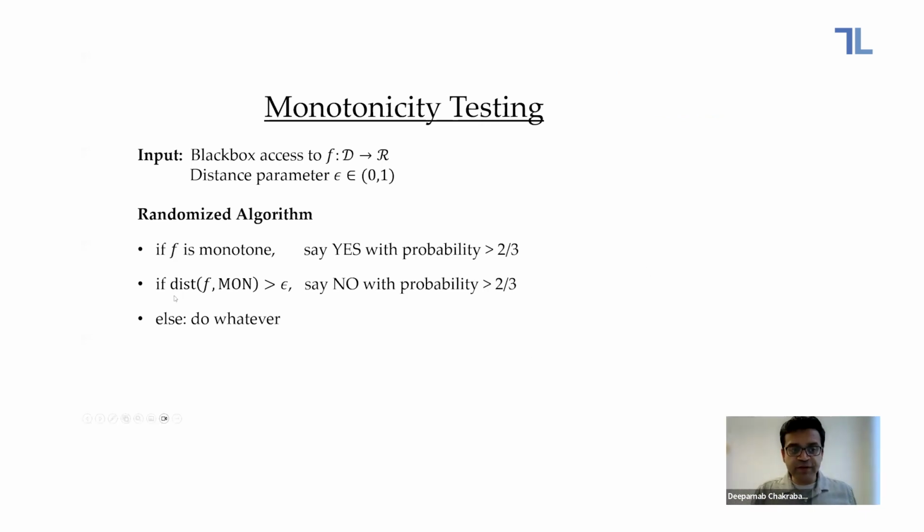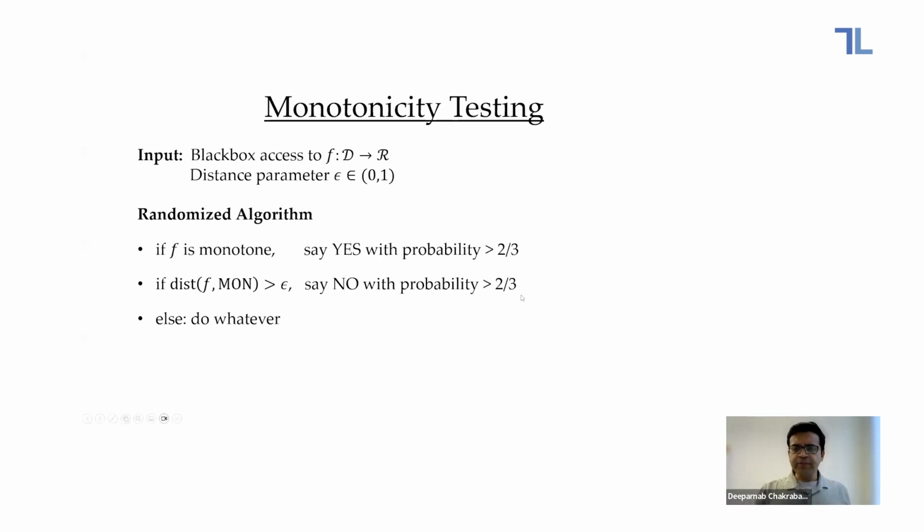In this series, if you hear far from monotone, we are basically in this world. We are saying the function is at least epsilon far from any monotone function. I need to change the function in at least an epsilon fraction of the points to make it monotone. In that case, when the function is really far from monotone, the algorithm should catch it and say no with probability at least 2/3. And if it is monotone, then it should say yes with probability at least 2/3. So that's the problem. Any questions so far?